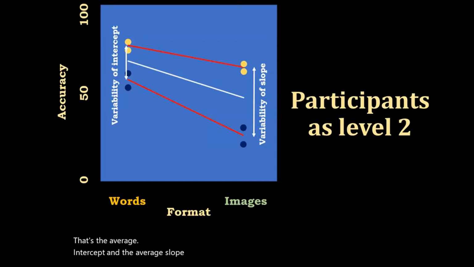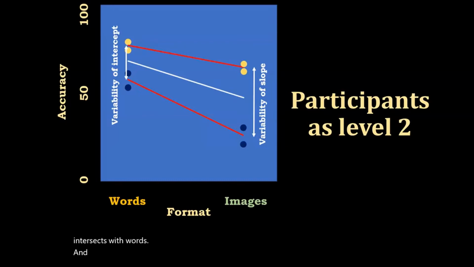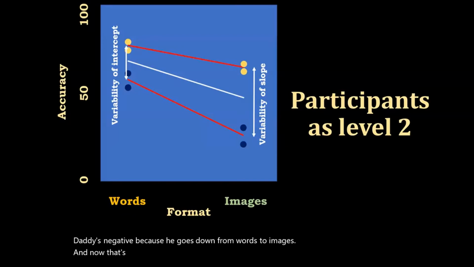So the average intercept is where the white line intersects with words, and the slope is the steepness of that line, and that is negative because it goes down from words to images. If we finish there, that's the fixed model, in which we have a fixed intercept and a fixed slope.